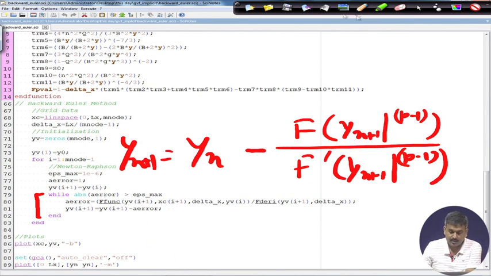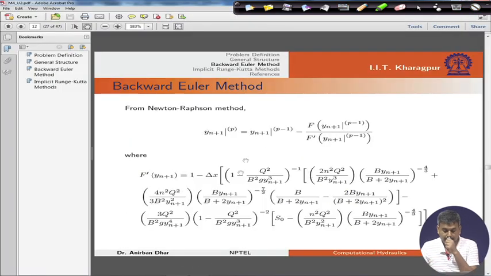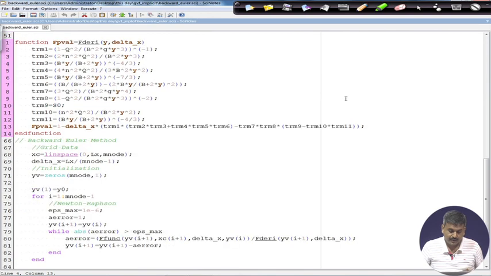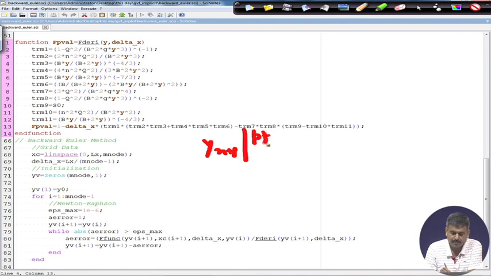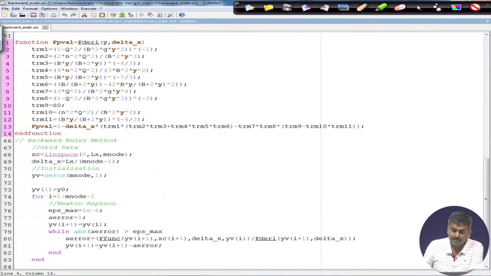So, from this one we can get the solution. In this case we have this y n plus 1 which is coming from iteration p, and this is y n plus 1 which is coming from iteration p minus 1, and minus f by f prime, and this was y n plus 1 not y n. So, we can use this for calculation of Newton-Raphson.